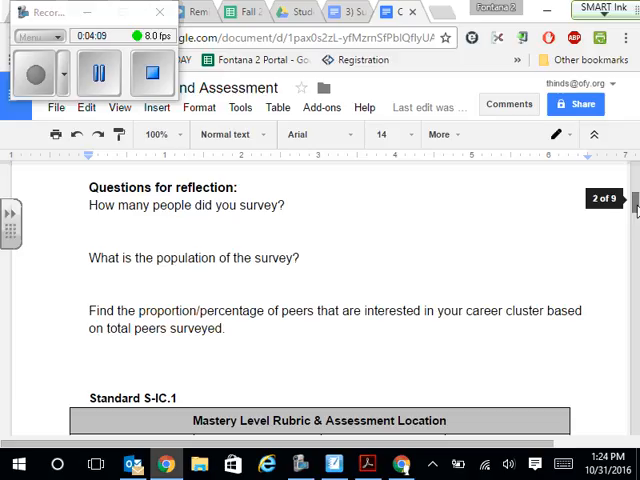Question 4 says, find the proportion or percentage of peers that are interested in your career cluster based on total peers surveyed. So here's what's going to wind up happening. And I don't know how much I'm supposed to just declare it to you directly. Here we're going to start with a fraction, because we're going to try and create a percentage. That fraction is going to be how many people out of the total. So I'll put your cluster.